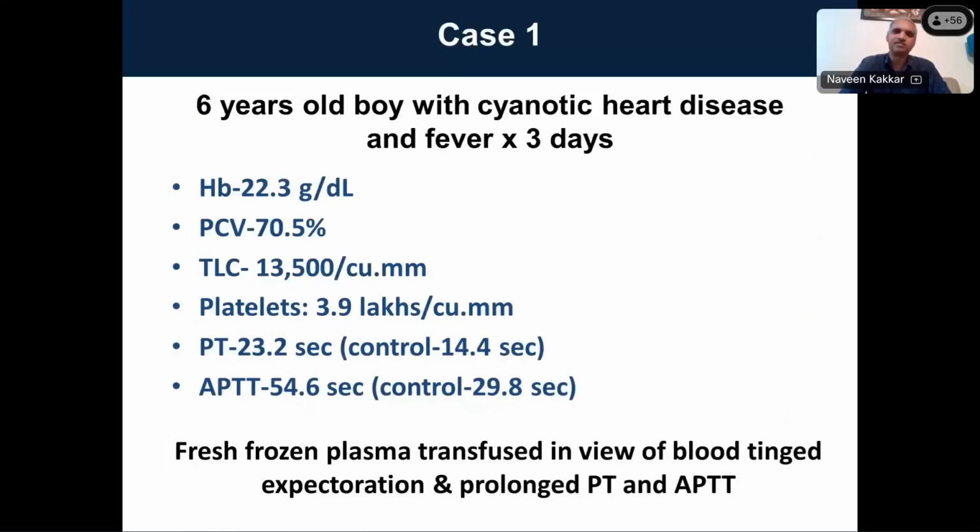Dr. Preeti, please. Yes, sir. Sir, the hemoglobin is raised, that is 22.3 grams per deciliter. And sir, the TLC is normal. The platelets are also normal.